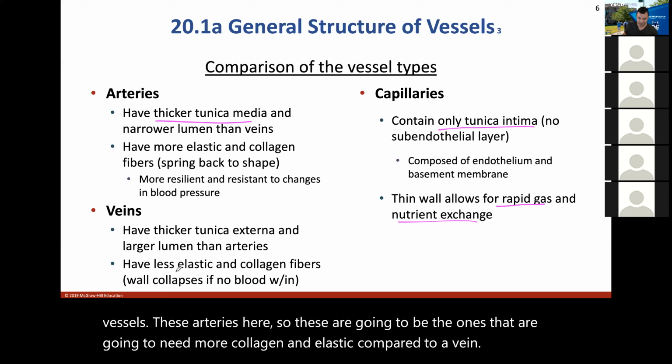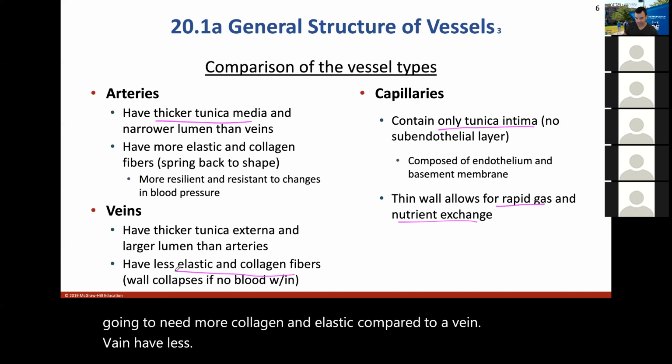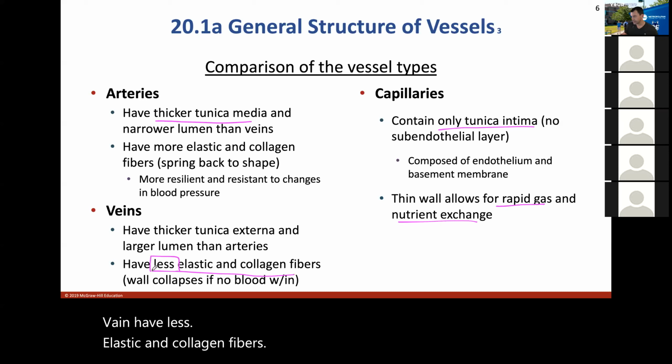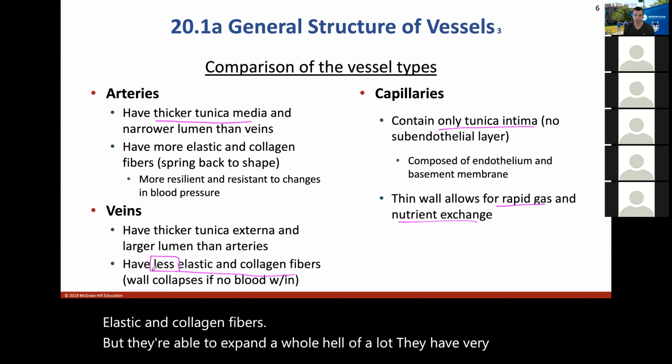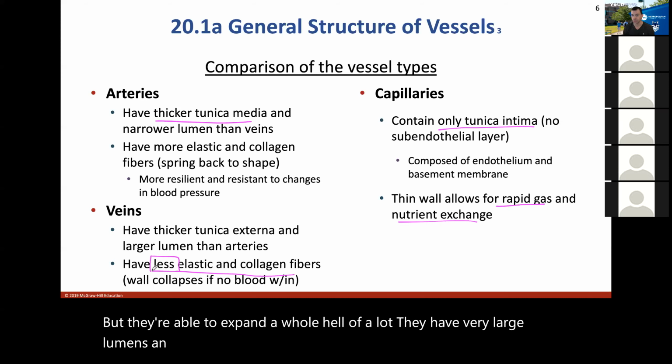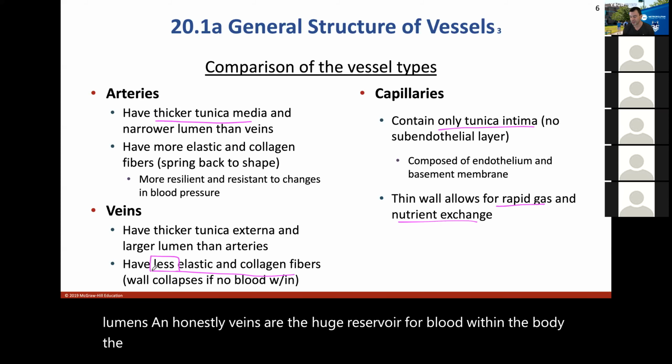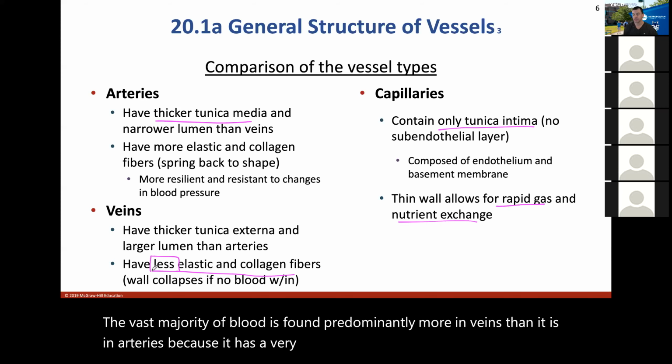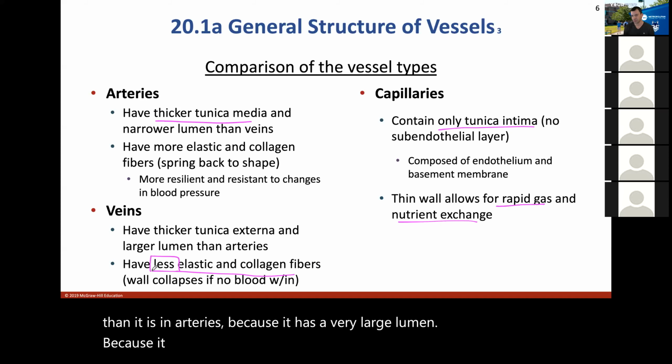Veins have less elastic and collagen fibers, but they're able to expand a whole lot. They have very large lumens, and honestly, veins are the huge reservoir for blood within the body. The vast majority of blood is found in veins rather than arteries, because they have a very large lumen, because they lack a huge amount of tunica media.